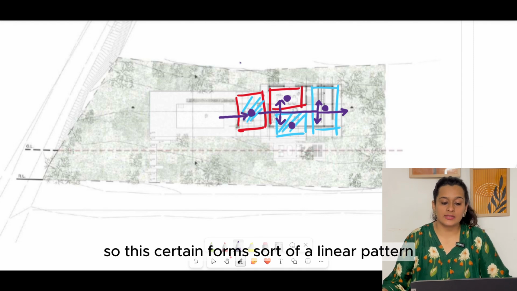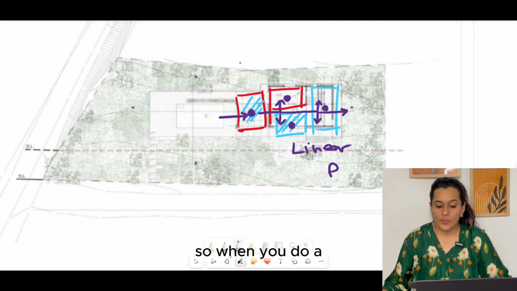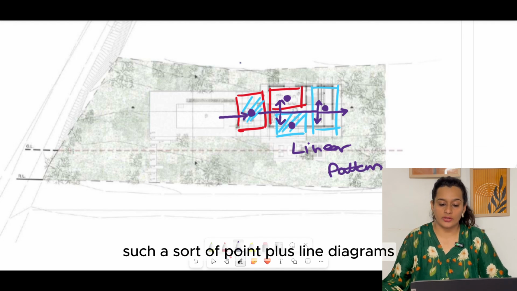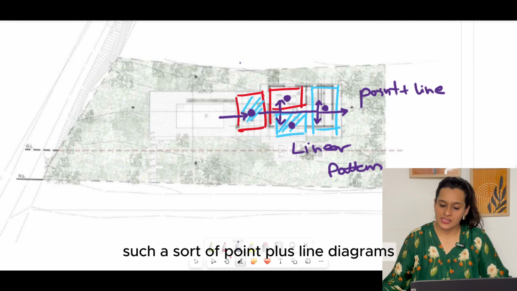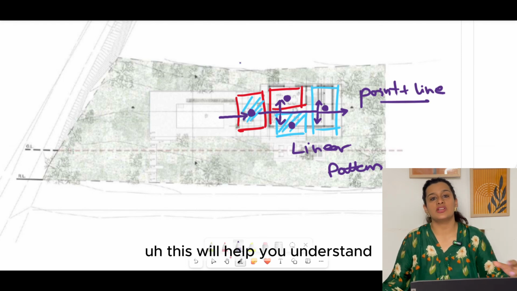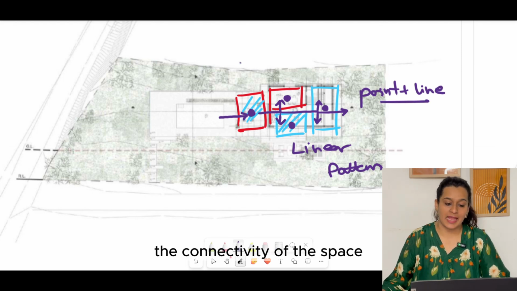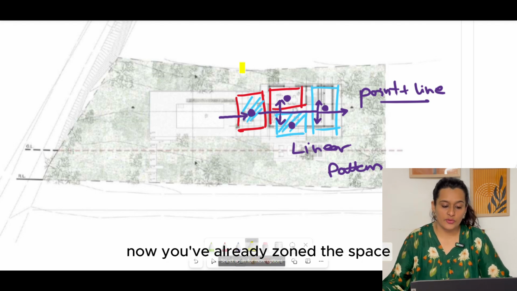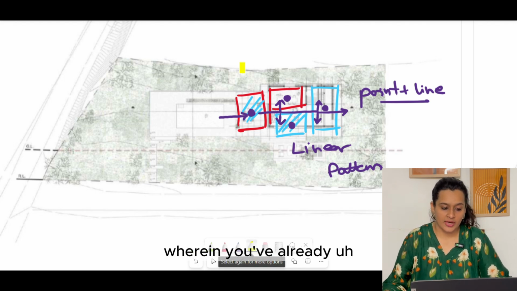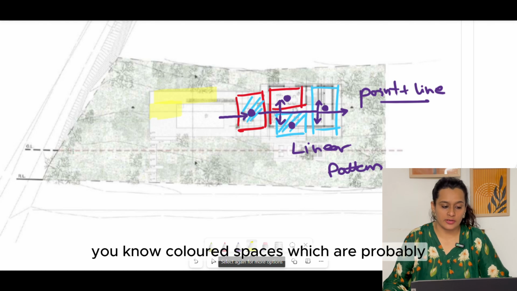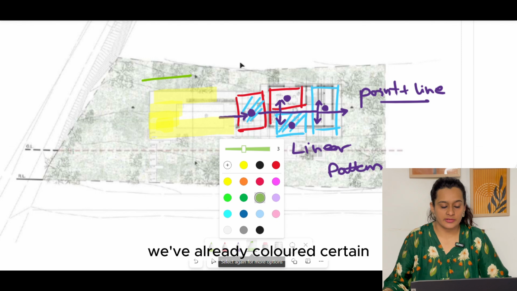So this certain forms sort of a linear pattern. So when you do such sort of point plus line diagrams, this will help you understand the connectivity of the space and the zoning of the space. Now you've already zoned the space, wherein you've already colored spaces which are probably open. You've already colored certain demarcated green zones.